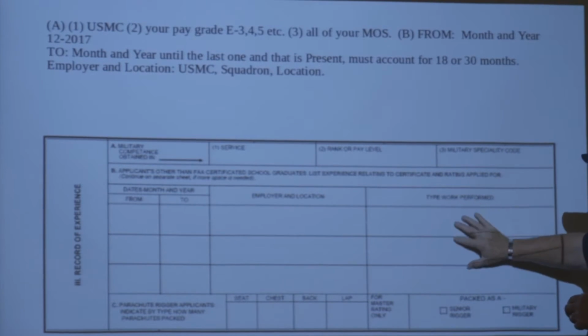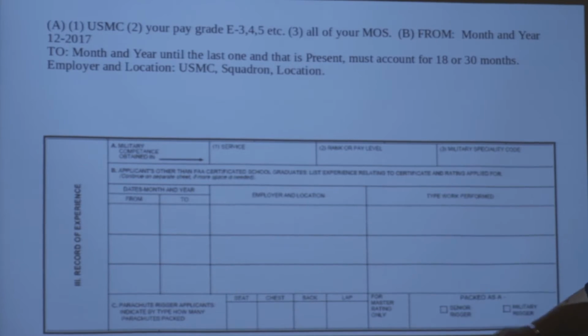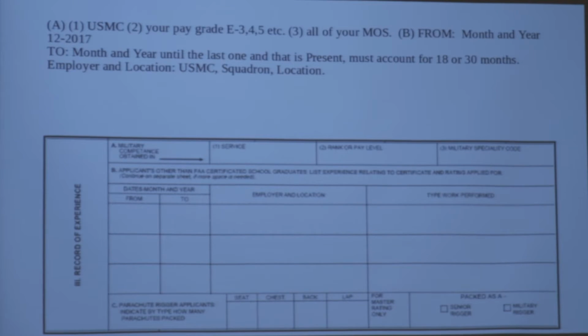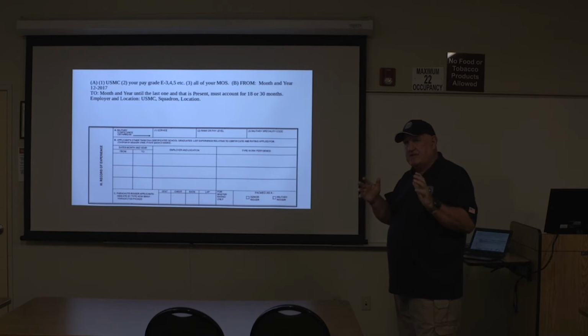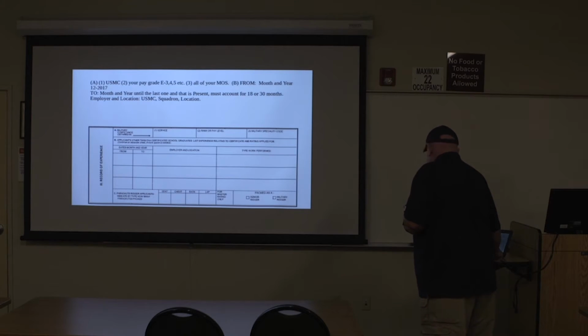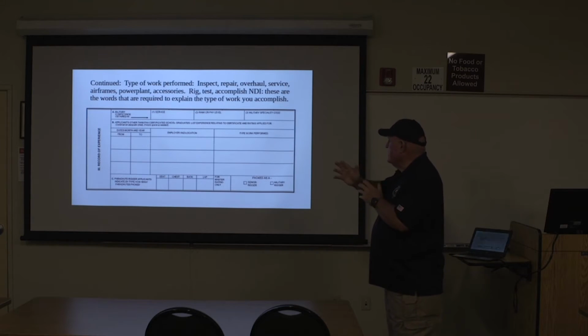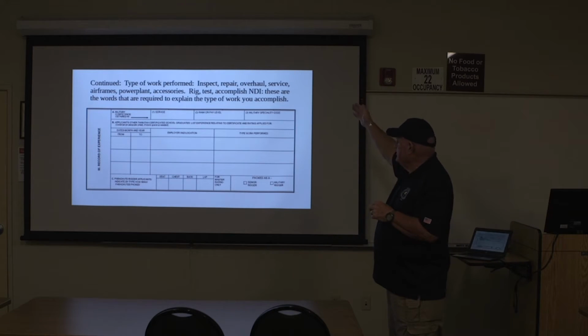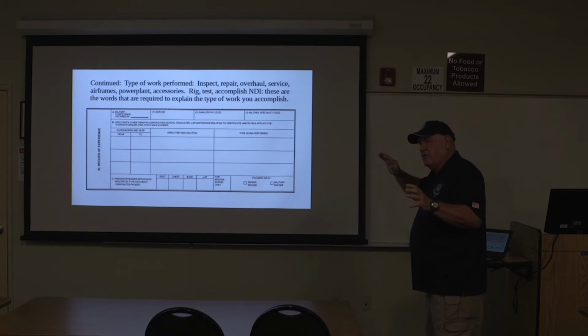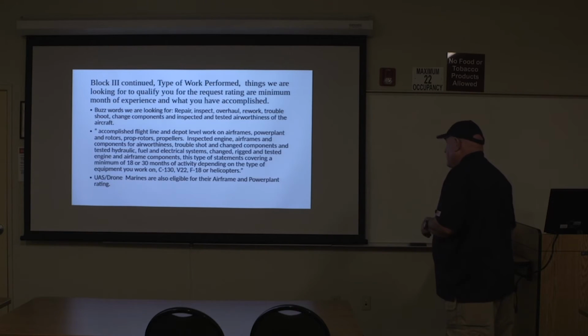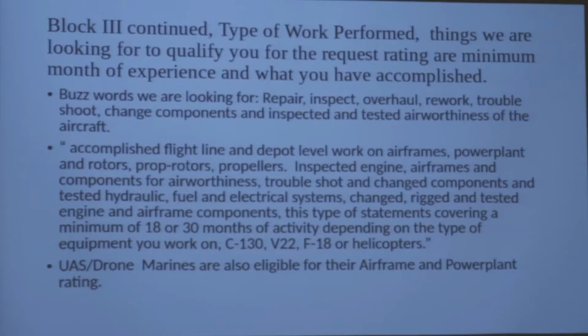This is the most important portion of this block. This is what's going to qualify you. So there's specific buzzwords that we're looking for and specific things we're looking for. Some of the buzzwords we're looking for is like inspect, repair, overhaul, service, airframes, power plants, accessories, rig, test, accomplish NDI. These are the words that are required to explain the type of work you do.